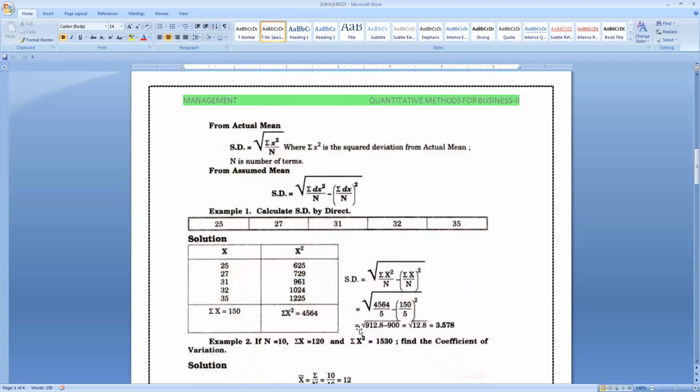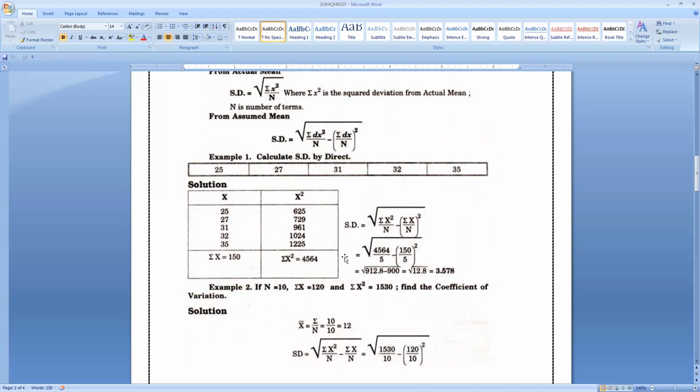Let us see one question here. What is the formula for the calculation using the actual mean? Standard deviation is nothing but the root of sigma x square, or sigma dx square, divided by n, where x square indicates the squared deviation from the actual mean. If you are going to calculate with the help of the assumed mean, standard deviation is nothing but the root of sigma dx square divided by n, minus the square of sigma dx divided by n. Either you can go for d square or dx square, they are one and the same.